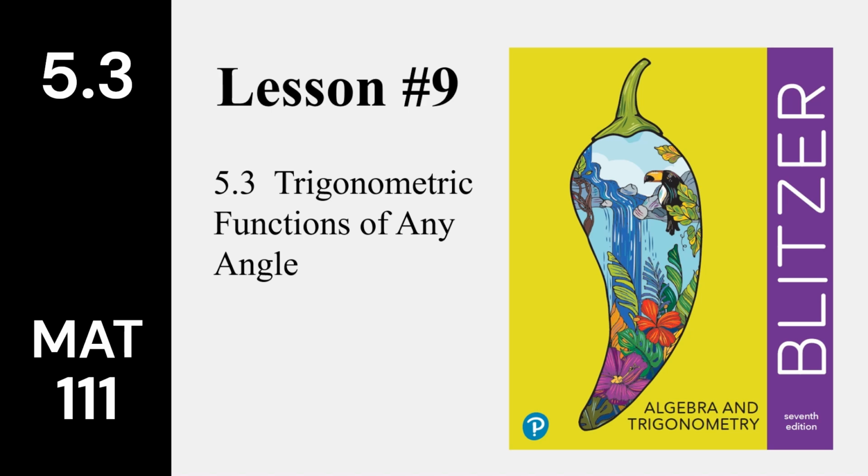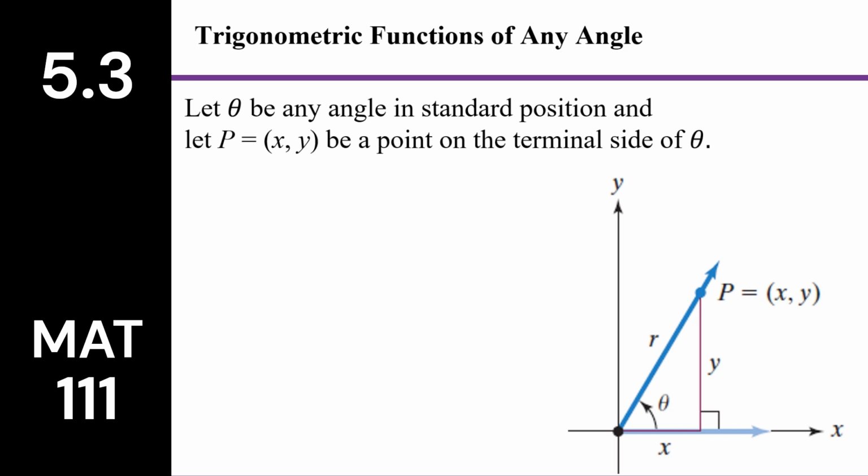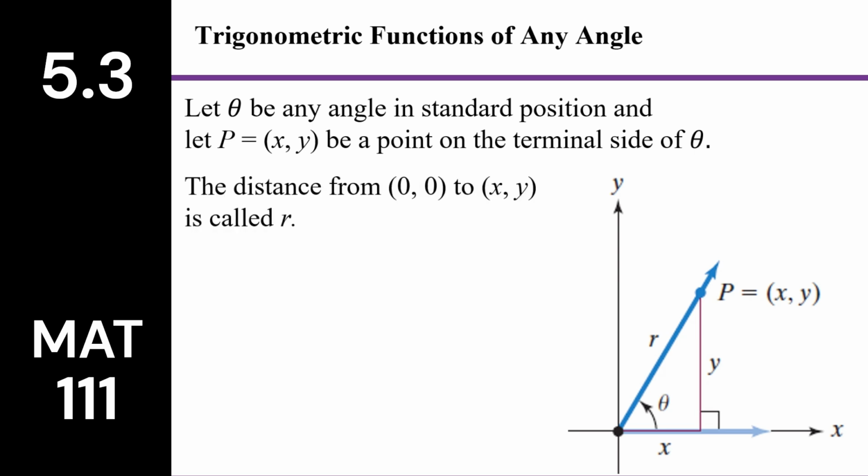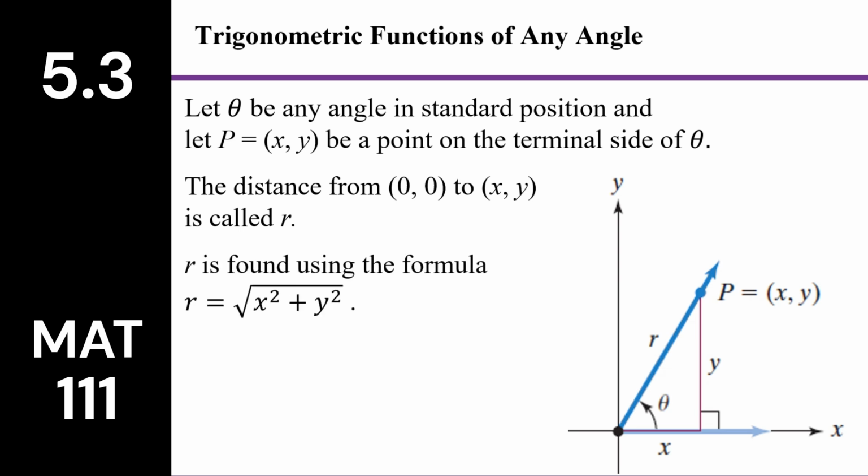Section 5.3, Trigonometric functions of any angle. Let theta be any angle in standard position, and let P be a point on the terminal side of theta. The distance from the vertex (0, 0) to (x, y) is called r. r can be found using this formula.